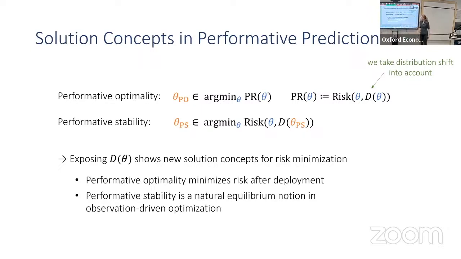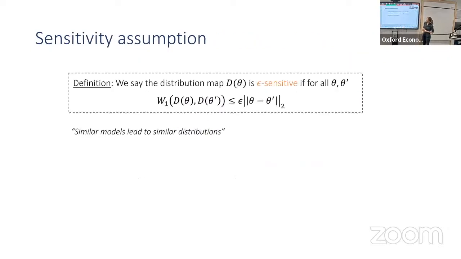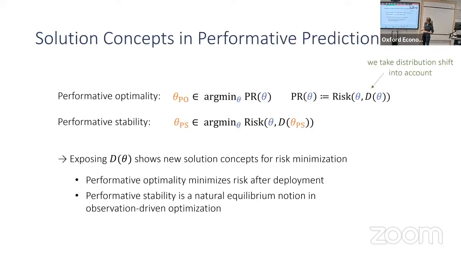So performative optimality is the optimal risk after deployment. Performative stability is a natural equilibrium notion of observation-driven optimization. You deploy a model, you observe the data, and now you see the model I had is optimal on what I observed. So it's a natural notion of optimality. What I want to do next is to give you a couple of insights into what type of theoretical results we can get with this simple abstraction.